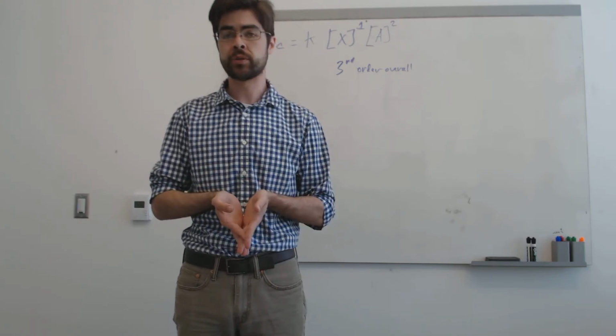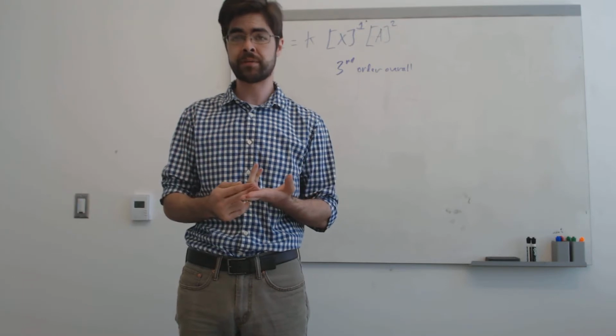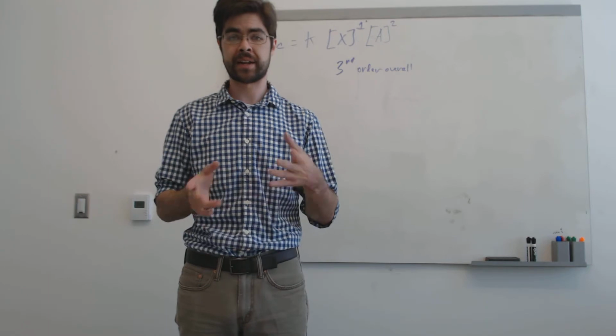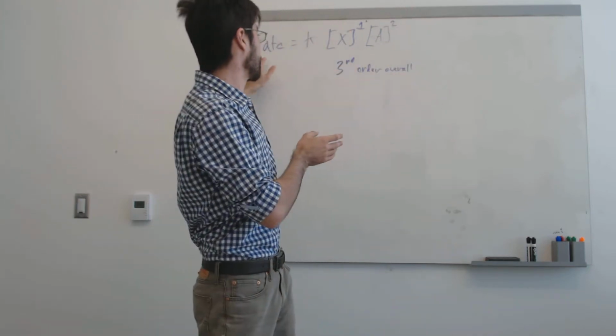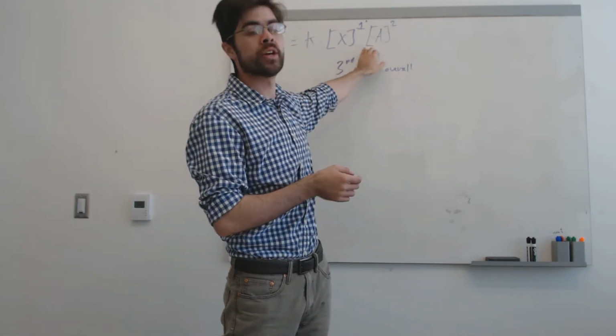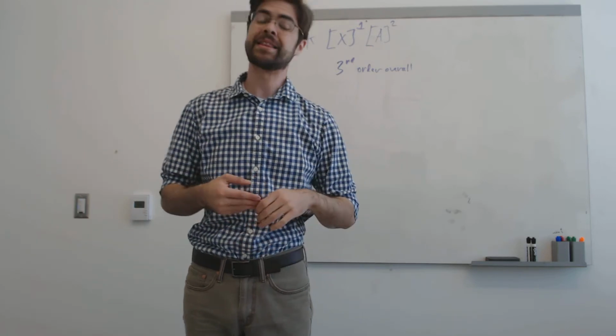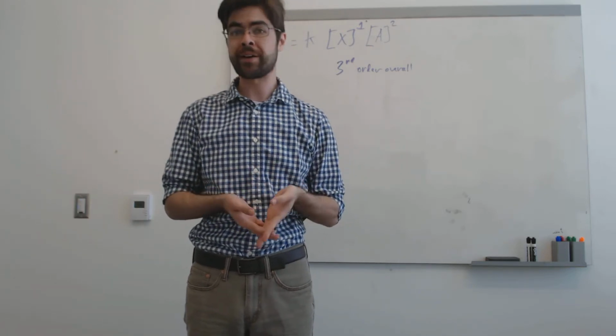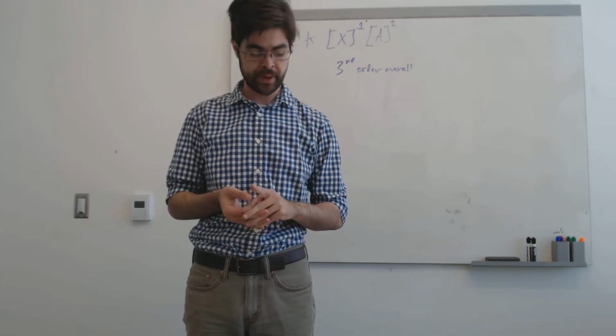There's a couple ways you can do it. You can either do it by a method of initial rates, but that requires doing a few experiments and looking at how the rate changes as you change these concentrations. That's one way to do it. And then the last way is to do a graphical interpretation, which is what I talked about today.